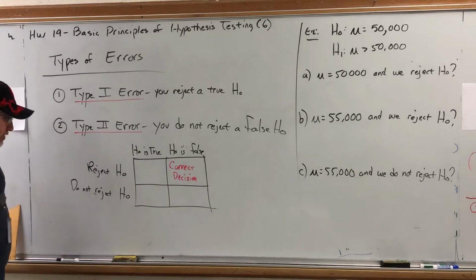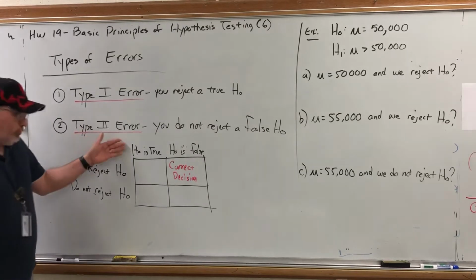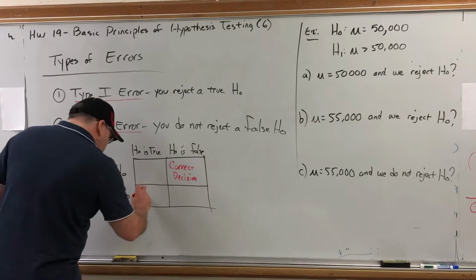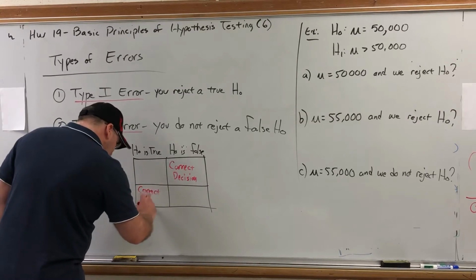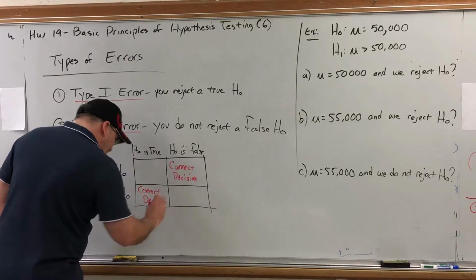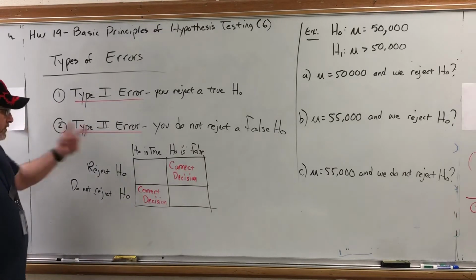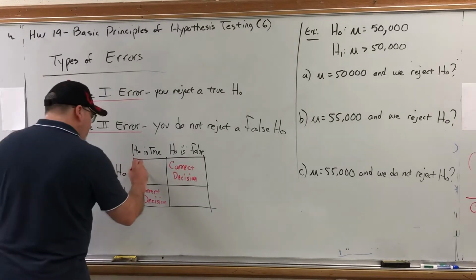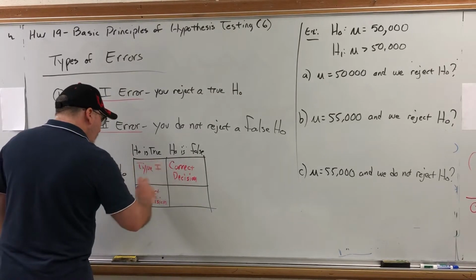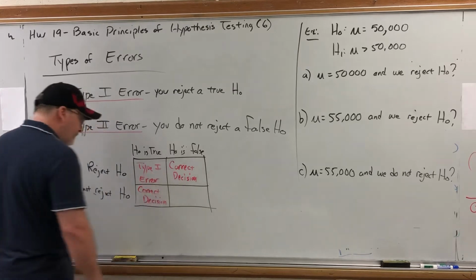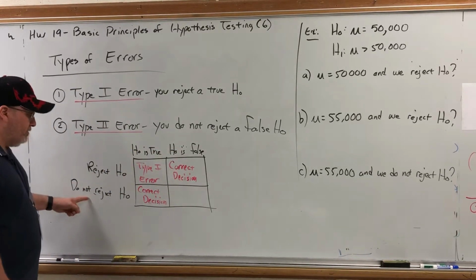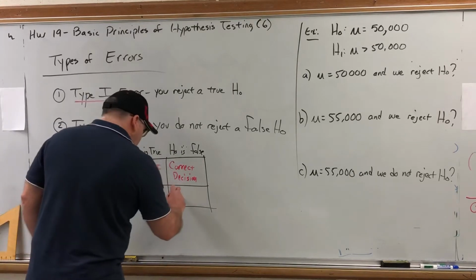Where's the other correct decision? Well, if the null hypothesis is true, you don't want to reject it. So not rejecting the null hypothesis when it's true is the correct decision. But what about the other two combinations? If it's true, but you reject it anyway, that's a type 1 error. Type 1 error. But if the null is false and you fail to reject it, that's a type 2 error.